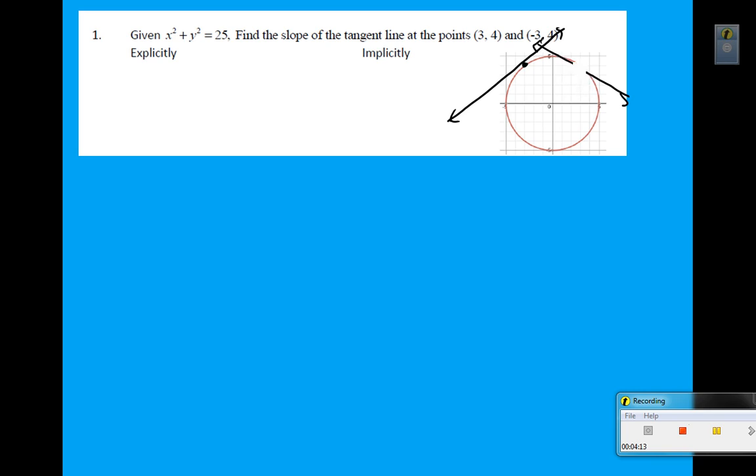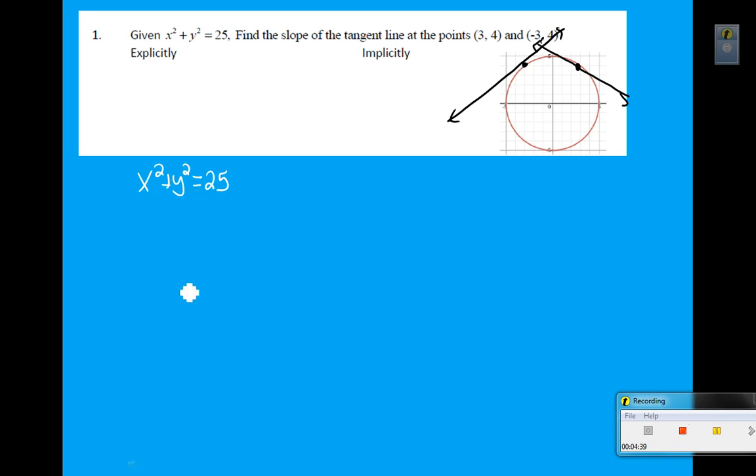I've already come in and drew these lines in. And also negative 3, 4. I'd like to find those slopes. On the left-hand side here, you don't need to worry about writing this one down. On the left-hand side, I'm going to show you how we would handle this explicitly.